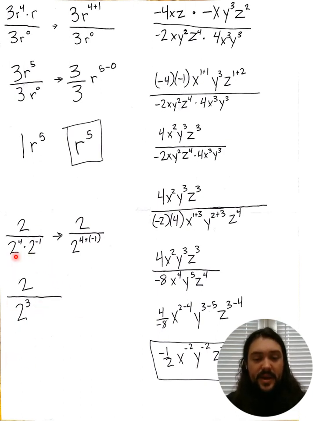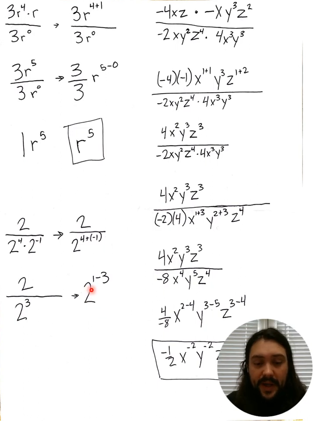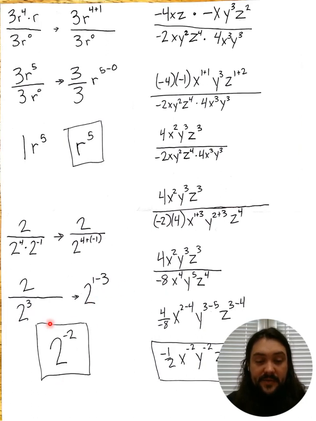Now that the numerator and denominator are simplified, we can use the quotient property. So 2 divided by 2 to the 3 is 2 to the 1, right? 2 to the 1 minus 3. There's our 3. And 1 minus 3 is -2. So our answer is 2 to the -2 power.